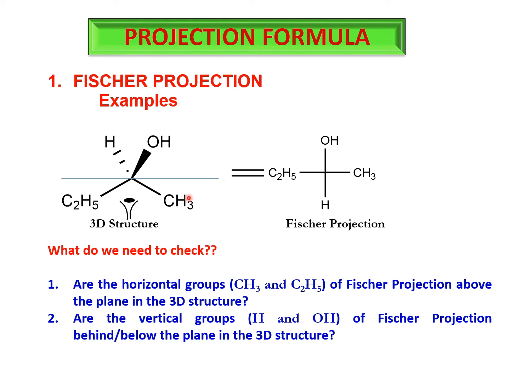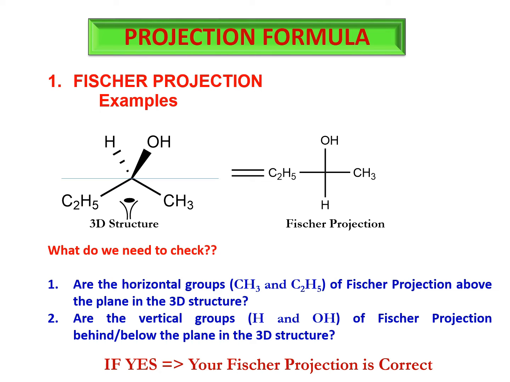And the vertical lines mean they are away from the viewer in the Fischer projection, and these two groups were also away from you in the 3D structure. So again, the answers are yes, and your Fischer projection is correct.